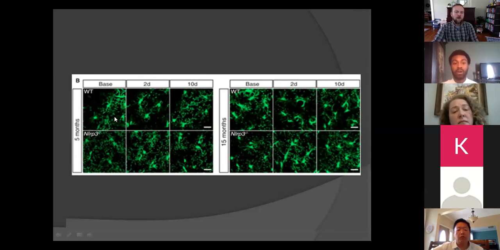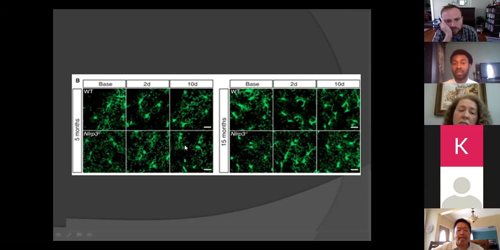In the first 5-month wild type, you can see the glial cells look normal at base compared to day 2. At day 2, some of the glial cells are missing. You only see around 3 around here, and there's a lot more missing compared to the base. By day 10, a lot more of the glial cells came back. And in the NLRP3 knockout, you don't see this difference. You see more of the same glial cells from the base all the way to 10 days.